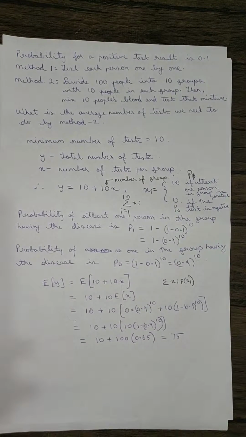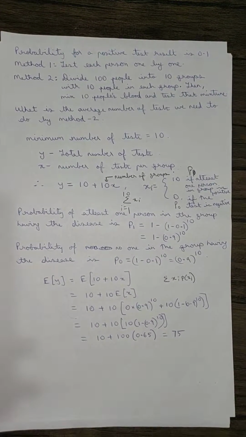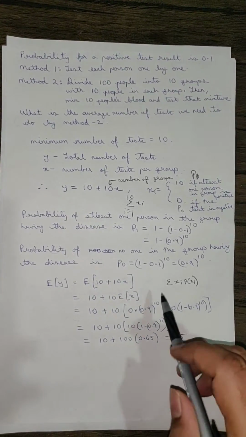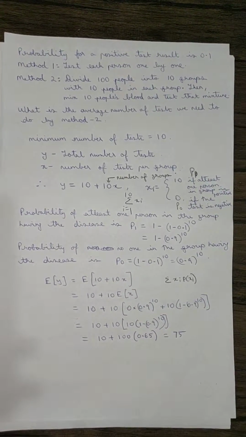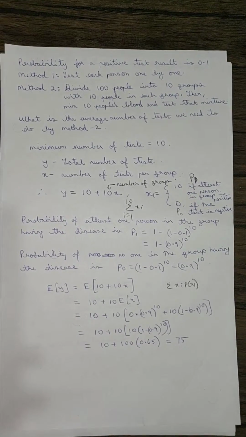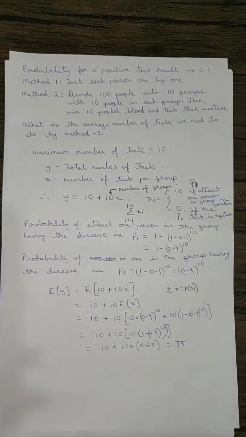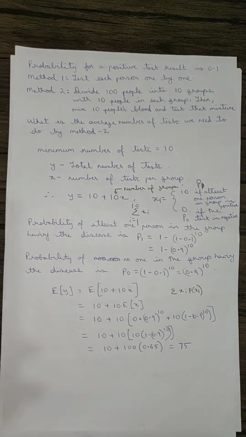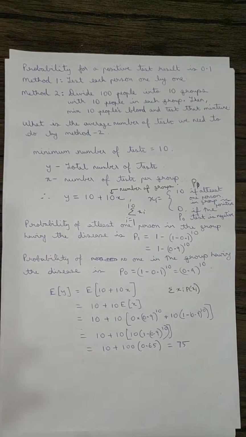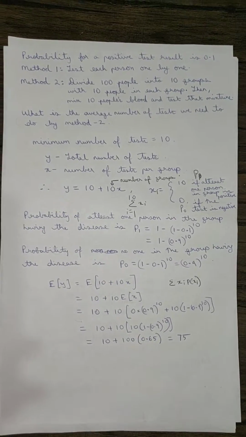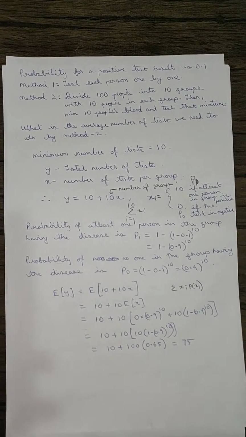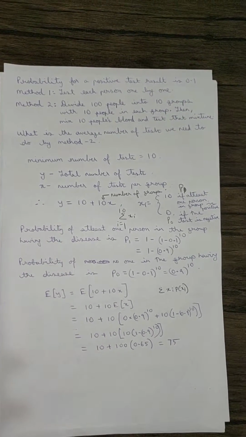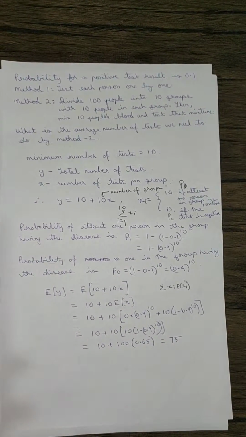So the probability of at least one person having the disease is p1, and no one having the disease is p0. p0 is 1 minus 0.1, because the probability of having the disease is 0.1, therefore not having the disease is 1 minus 0.1. So (1 minus 0.1) to the power 10, since there are 10 people per group, which is 0.9 to the power 10. And the probability that at least one person in the group has the disease is p1, which is 1 minus 0.9 to the power 10.